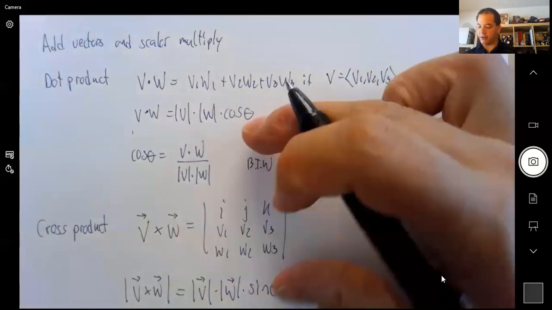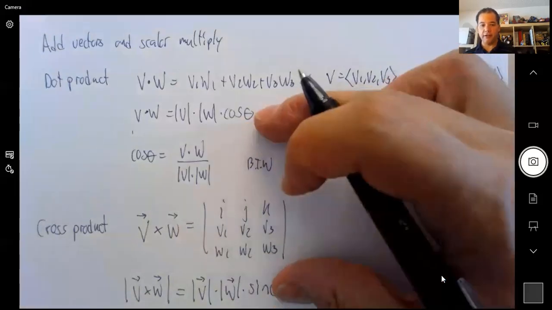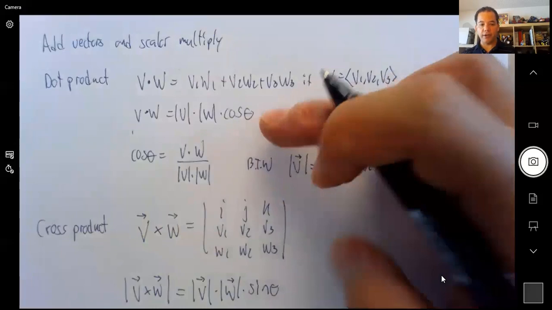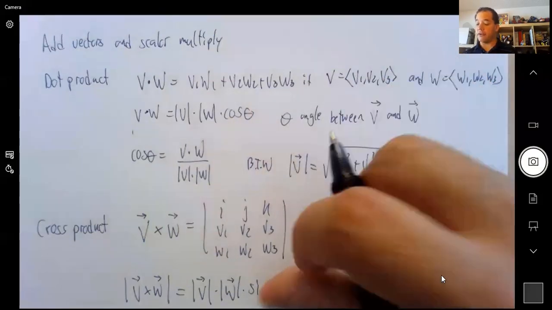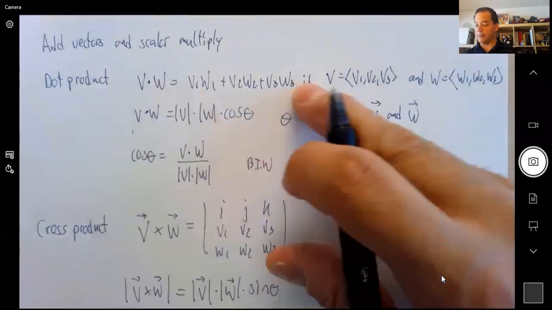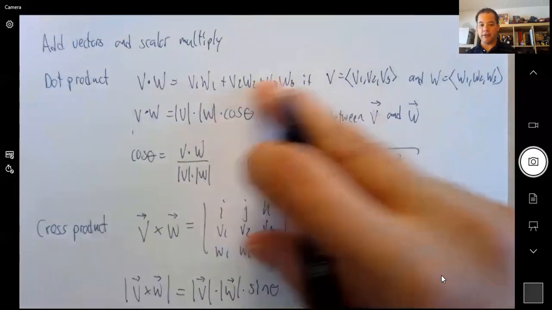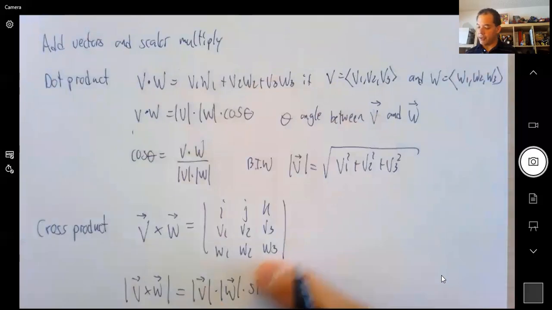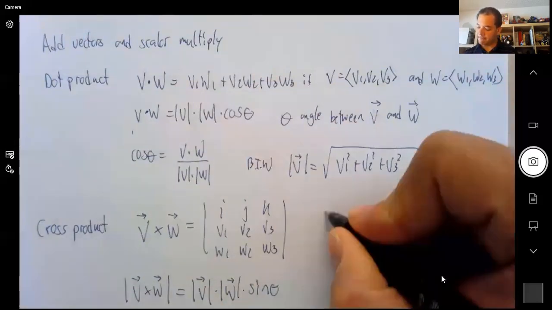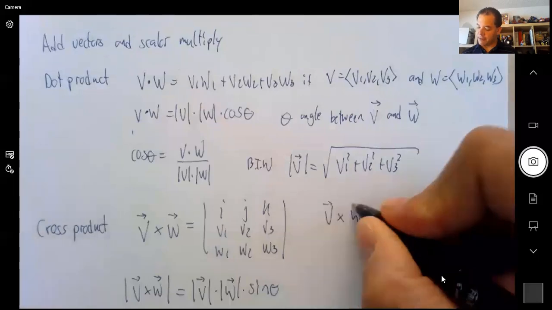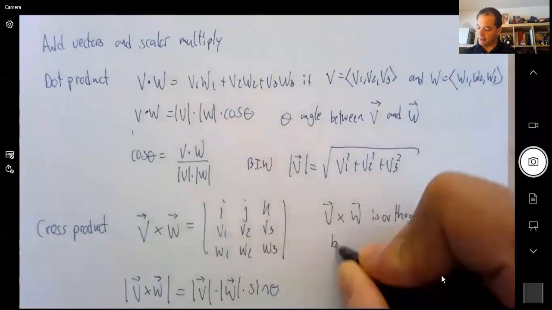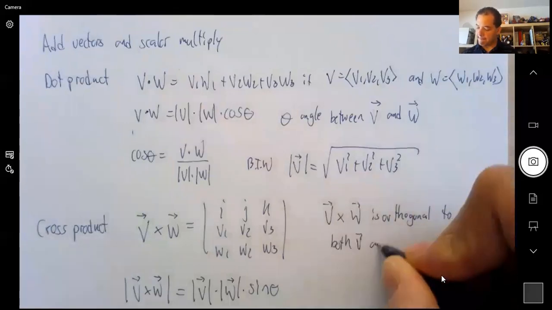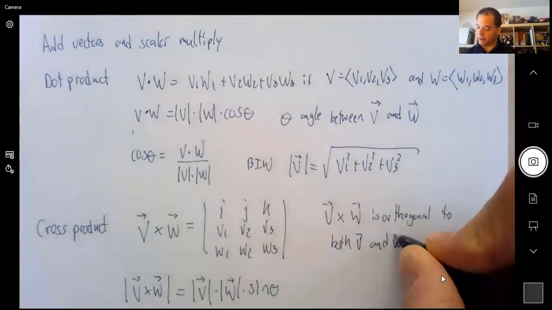Notice the similarities here, right? The dot product has cosine, the cross product has sine, but the cross product is another vector. The dot product is just a number. This is a different vector. And V cross W is orthogonal to both V and W and follows the right-hand rule.